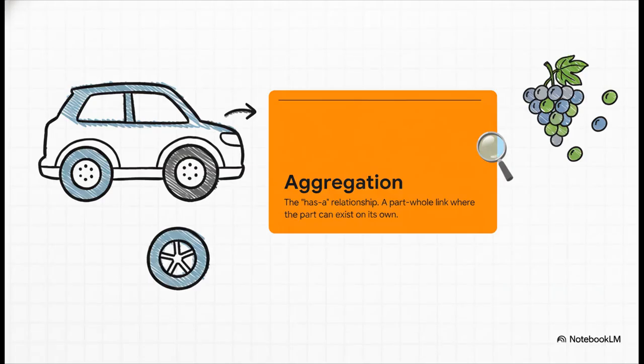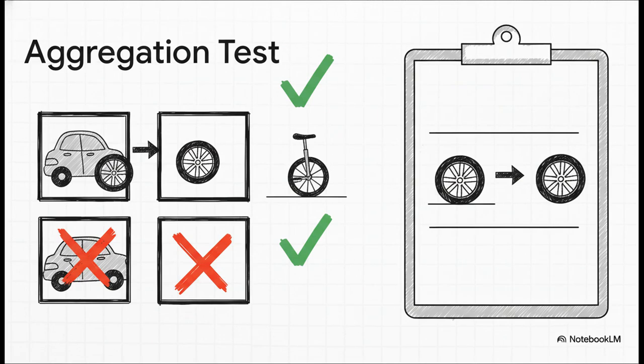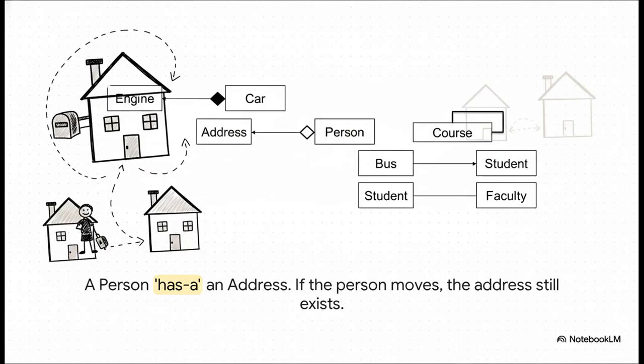It's a kind of whole-part dynamic, but, and this is the key, the part can totally exist on its own outside of the whole. The real litmus test for aggregation comes down to this. The whole does not manage the part's life cycle. The part isn't exclusively owned, it can be shared, it can be passed around, it can live its own life. Think about a person who has an address. That address existed before the person moved in, and it'll still be there long after they move out. The address object is completely independent of the person object. That right there is aggregation.